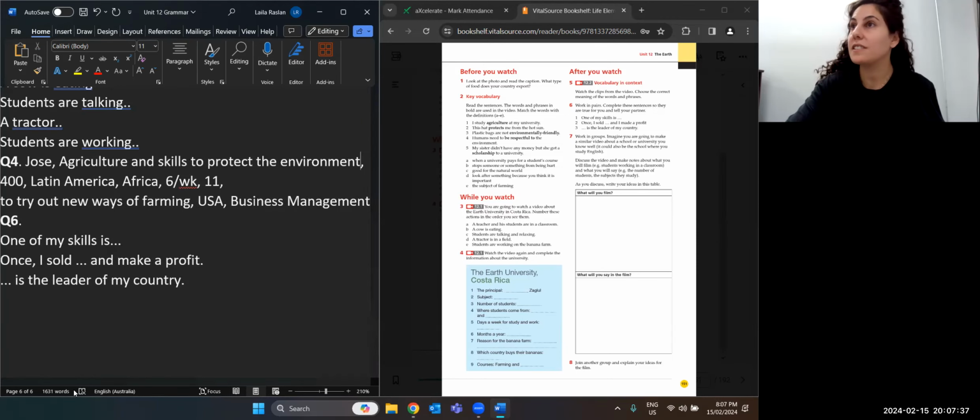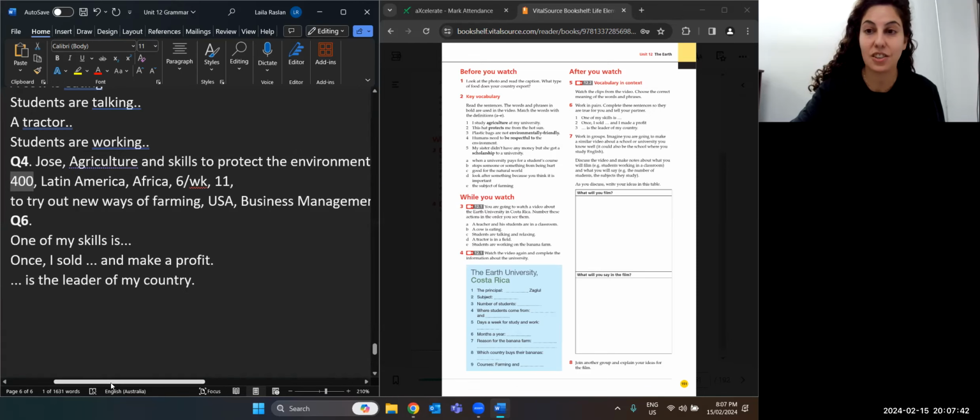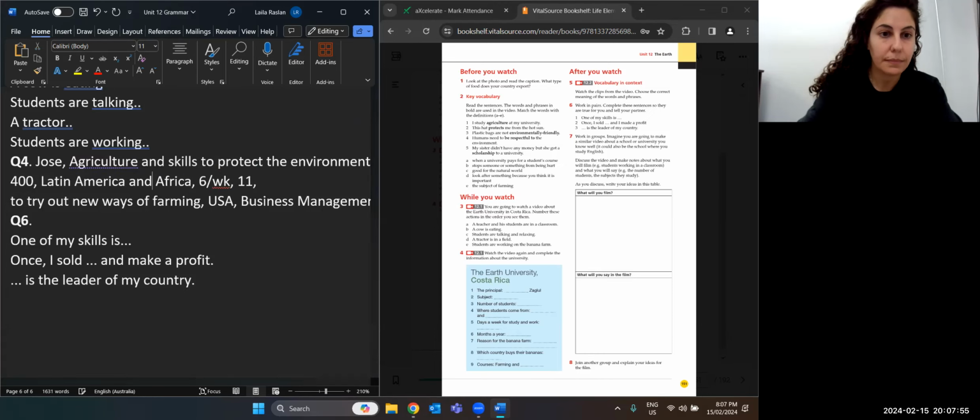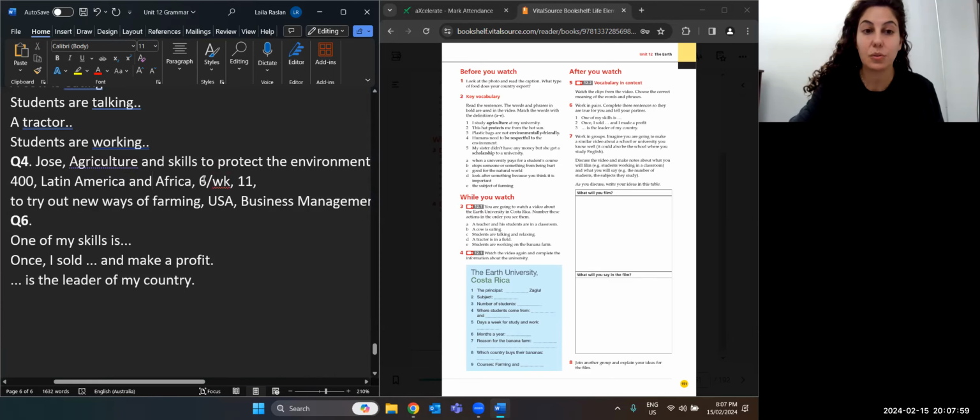The number of students, 400. Yep, so there's 400 students at the university. And where do the students mostly come from? Africa. Yes, Latin America and Africa. And how many days a week do they do work and study?